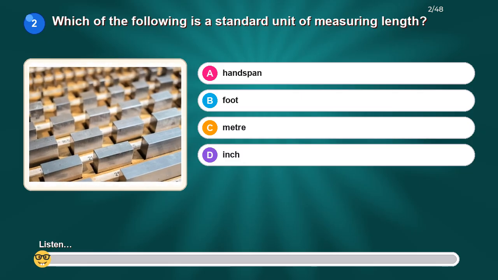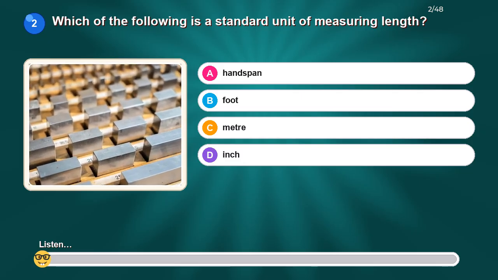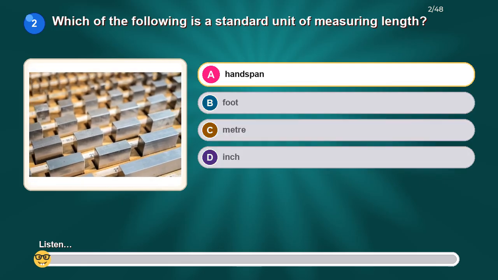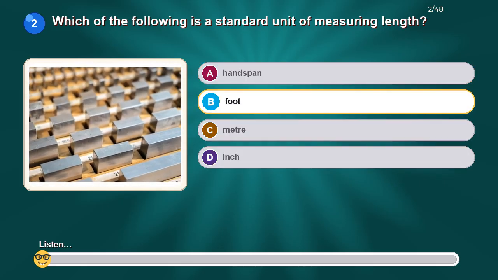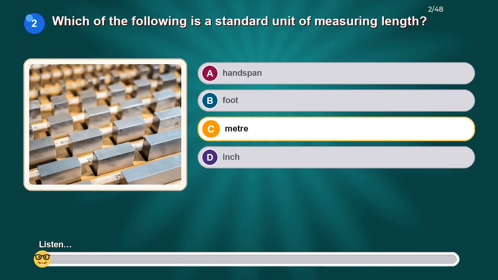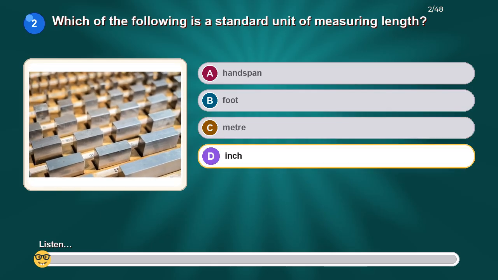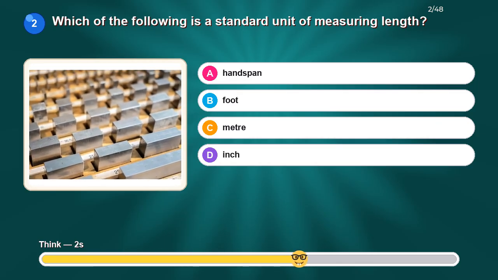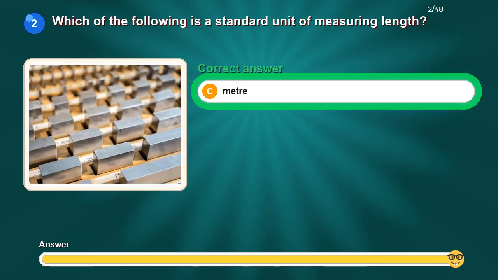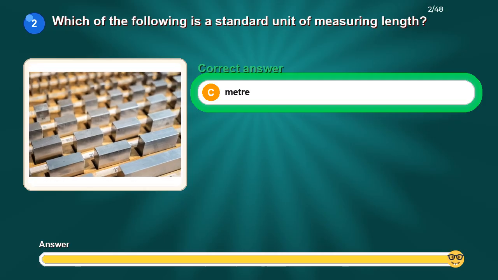Which of the following is a standard unit of measuring length? Option A, handspan. Option B, foot. Option C, meter. Option D, inch. The correct answer is meter.